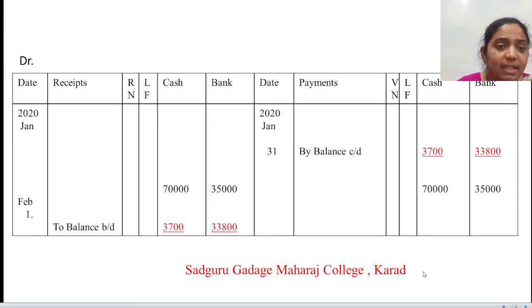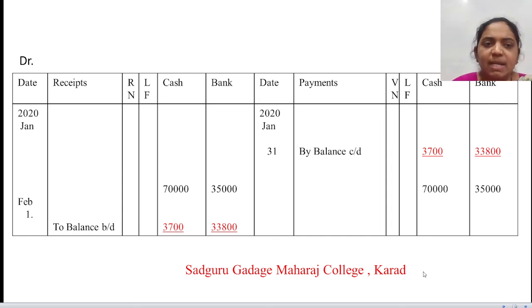On the debit side, how many amounts are there? Only 2 amounts in the cash column: 60,000, 10,000. How much came then? Cash column, 70,000. Again on the bank side of debit, only 2 amounts are there: 25,000, 10,000. How much did it come to? 35,000. Okay. Then come to the credit side, tally cash.